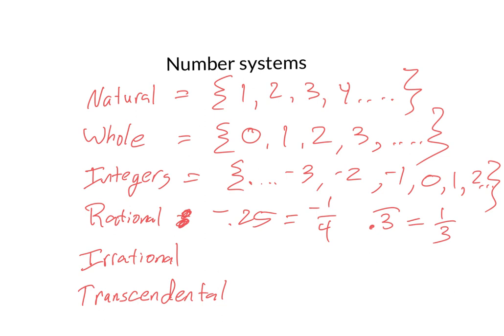Irrational numbers are numbers that cannot. The square root of 5 is going to be a non-repeating decimal that cannot be expressed as a fraction of two integers. Therefore, it's considered irrational. And then the last one's transcendental.